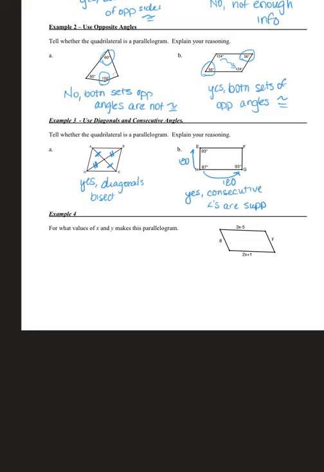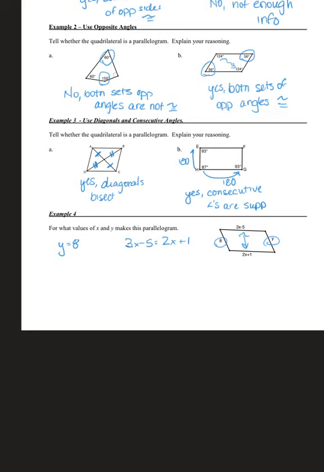Now this one's a little different. It says, what values of x and y make this a parallelogram? So when I look at the picture, the numbers it gives us, you need to ask yourself, is that dealing with sides or angles? And in this case, it's sides. So what property deals with sides that's going to help us? And hopefully you can think about the fact that we know that these opposite sides have to match. So we know that y has to equal 8. And then these sides will have to match. So 3x minus 5 has to equal 2x plus 1.